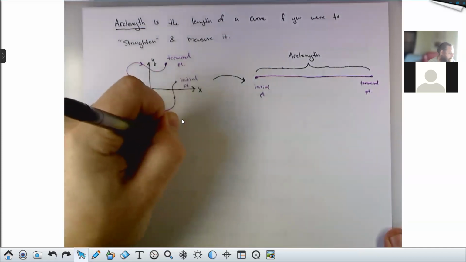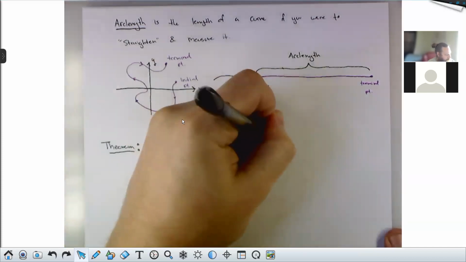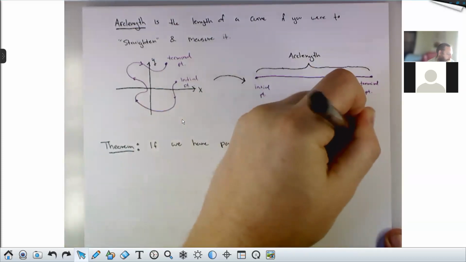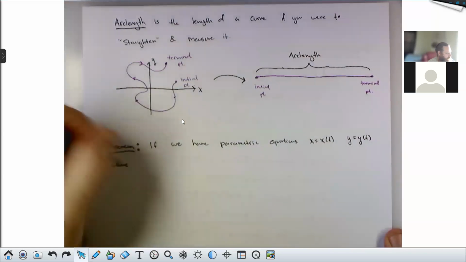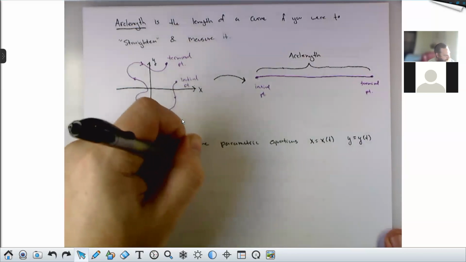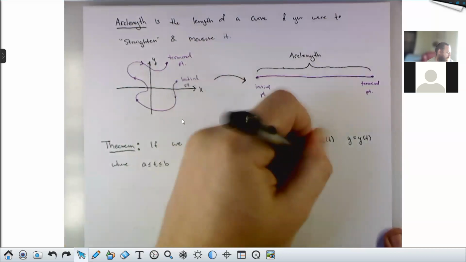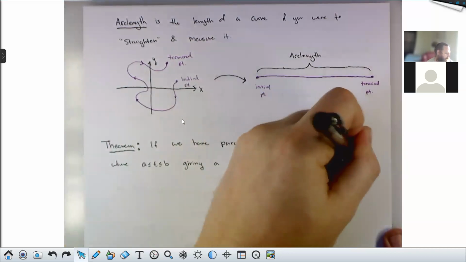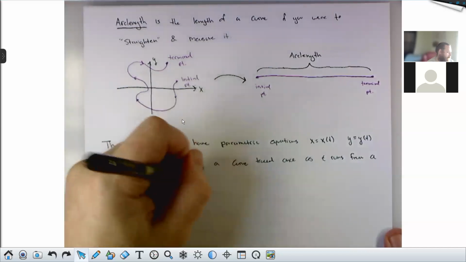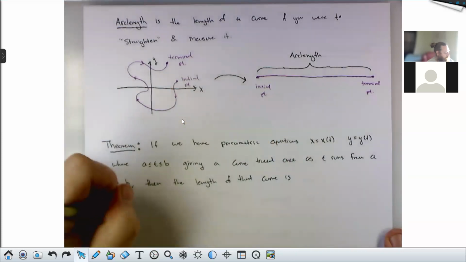If we have parametric equations, x equals x of t, y equals y of t, where a is less than or equal to t is less than or equal to b, giving a curve traced once as t runs from a to b, then the length of that curve is, I'm going to use L.